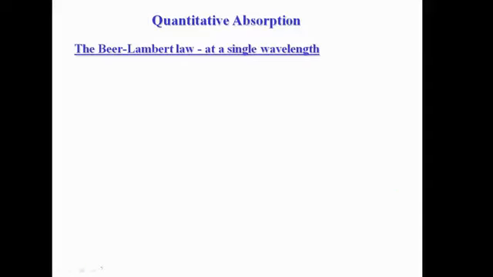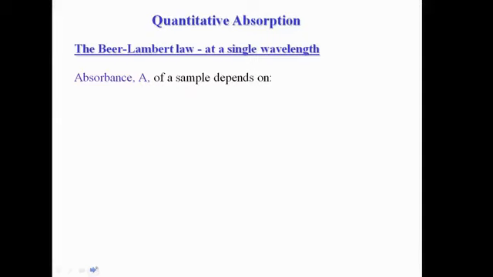So to get this in a more quantitative way, this was a bit qualitative in the last slide. This was developed by people called Beer and Lambert. So it's called the Beer-Lambert law, and I'll emphasize this a few times, it always refers to just a single wavelength.